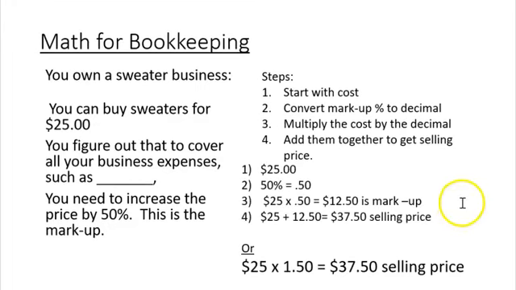Here we go. So we start with the cost, which is $25. Convert the markup percentage to a decimal, so 50%. We want to turn it into a decimal, so we move the decimal place 2 places to the left or divide it by 100. So then once we've got the markup, which is 0.50, we multiply that by the cost. So that gives us $12.50 is our markup.